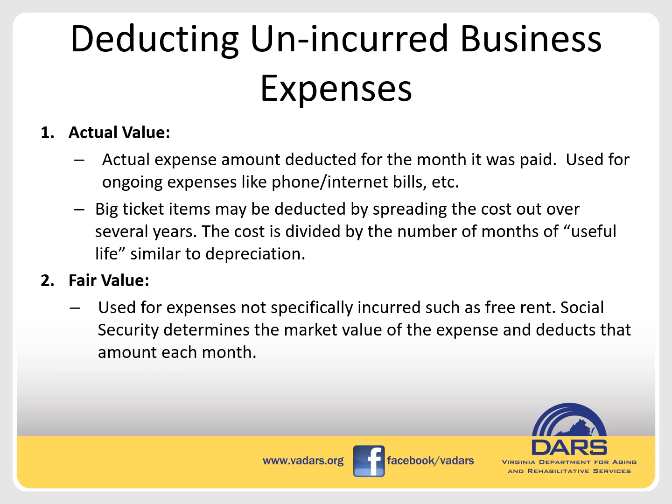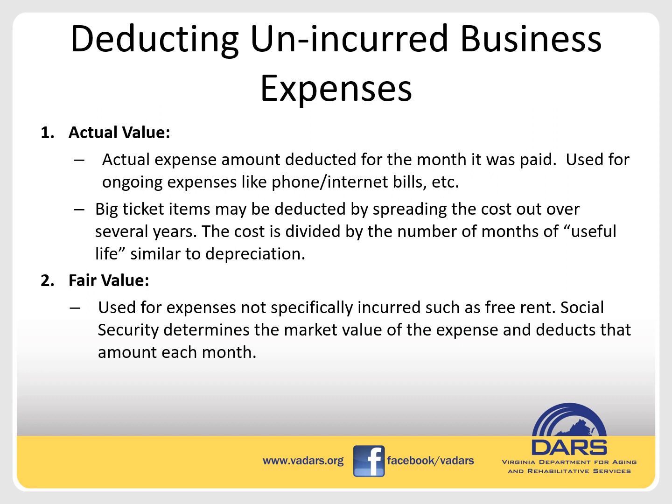So what Social Security is going to do in situations like that is take the actual cost of the big ticket item, determine its useful life, which is an estimate of the amount of time it's going to be used in operation for the business, and then divide that up within the period that they're looking at. I'll give you an example of that in just a minute.